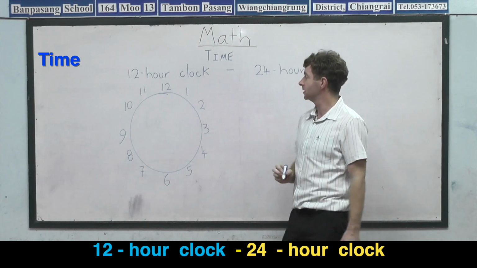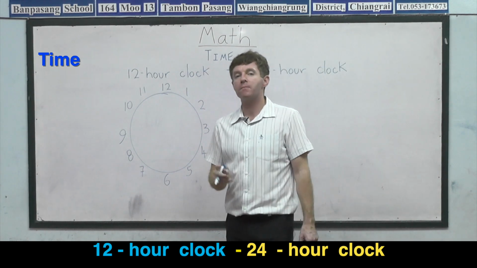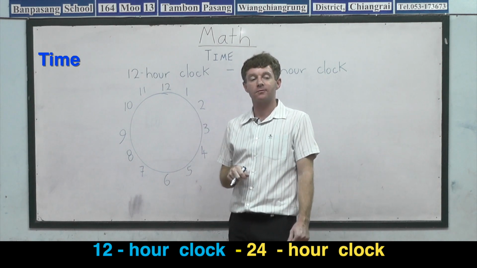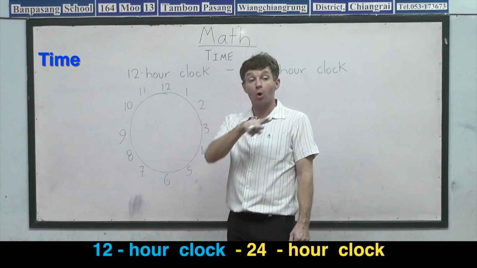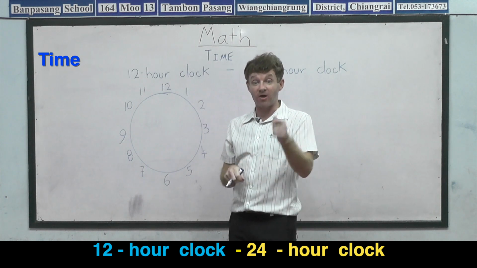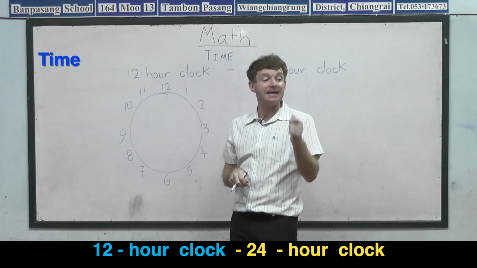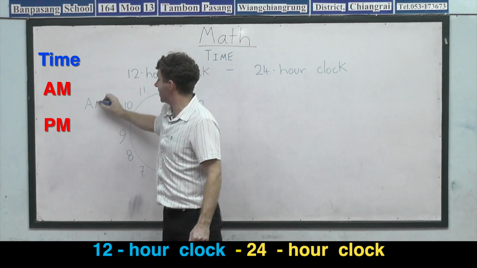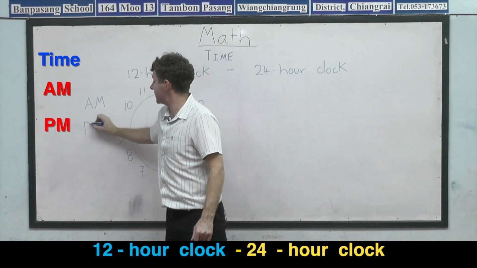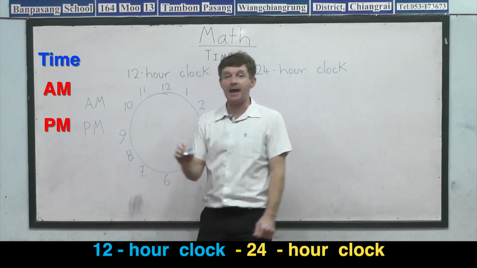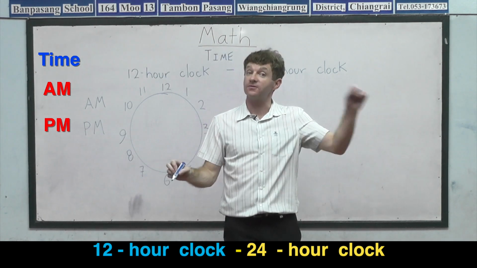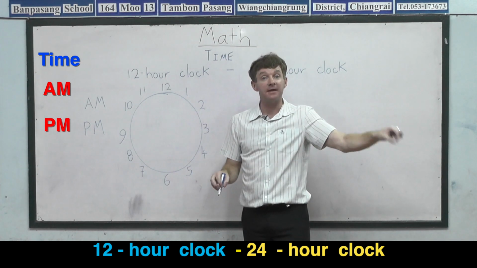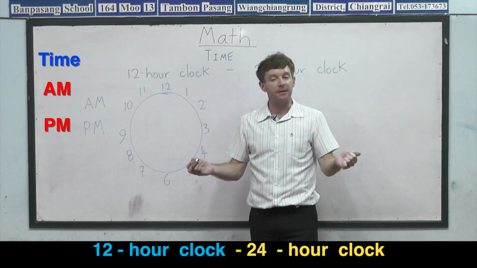Excellent, guys. So, who can remember how many times in one day will a 12-hour clock go round? It will go round twice. The first time, AM. And then the second time, PM. AM is midnight until midday. And then from midday until midnight is PM.